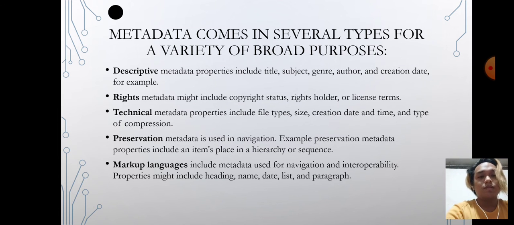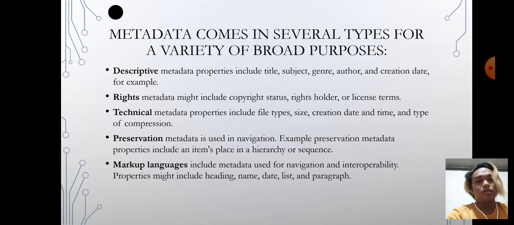Metadata comes in several types for a variety of broad purposes. The first one is descriptive metadata. Properties include title, subject, genre, author, and creation date, for example. The next one is rights metadata, which includes copyright status, rights holder, and license terms. Technical metadata properties include file type, size, creation date and time, and type of compression.